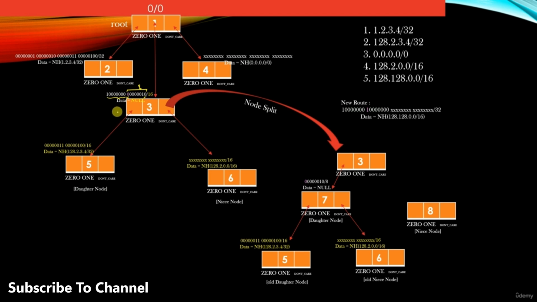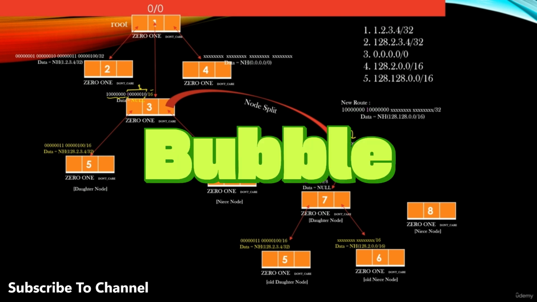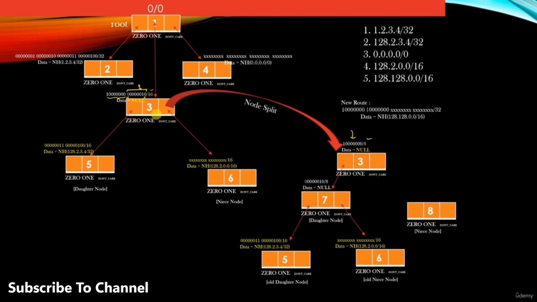So it means that node number 3 would be left with the following effective prefix, and the length of the effective prefix would be reduced from 16 to 8 because the remaining 8 bits have been transferred to the daughter node. The data of node number 3 before split was null. Therefore, copy the data from the parent node to the daughter node. The daughter node data would also be null.